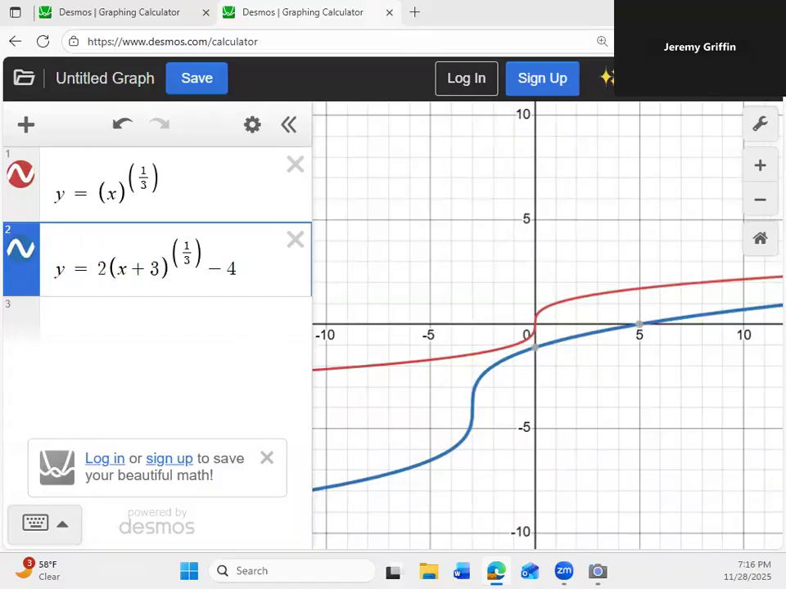And look at that. That is it. It's exactly what it looks like. So the parent function is in red and this g of x is in blue. Looks like we went left 3, down 4, and it's also been stretched vertically by a factor of 2 compared to the parent. Yeah, it's all there.